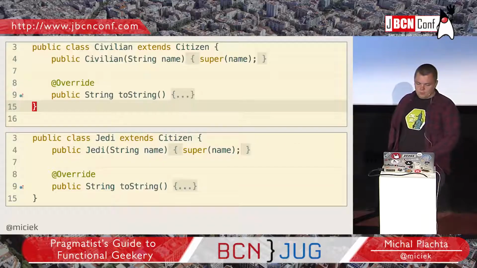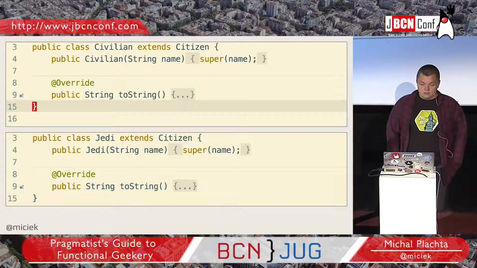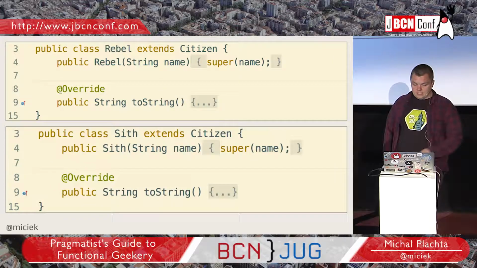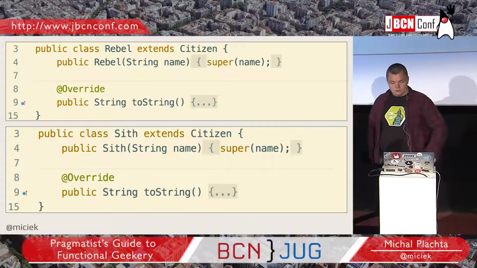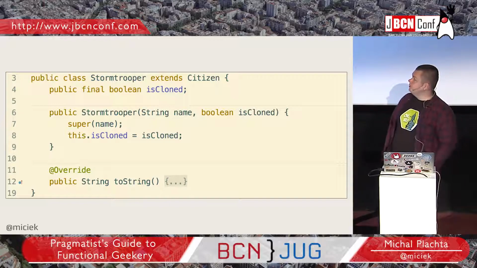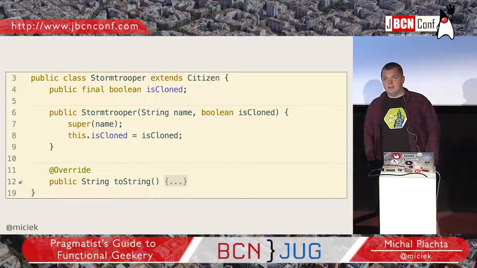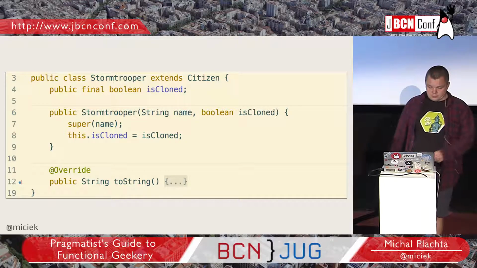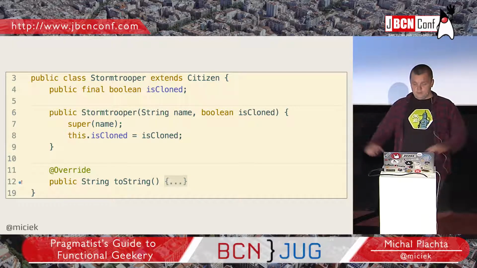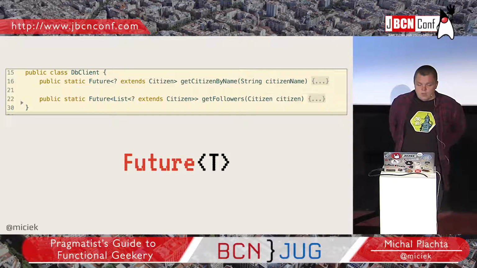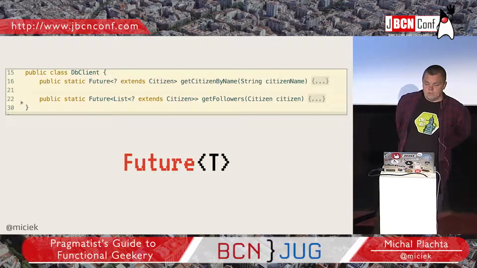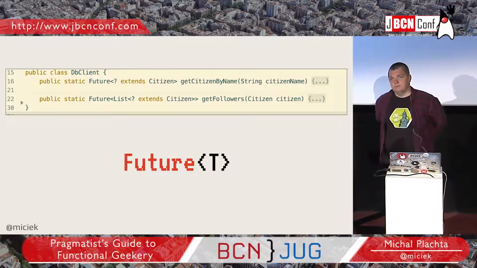And then we have all possible concrete subtypes like civilian with a name, Jedi with a name, rebel with a name, Sith, of course, and finally stormtrooper, which also has a name, but additionally it has its cloned flag which tells us whether this particular stormtrooper is a clone or not. So that's our domain.